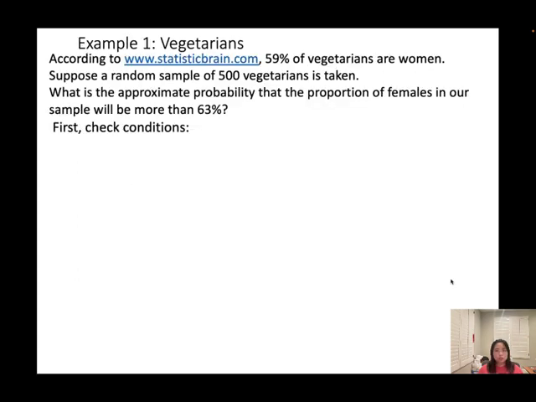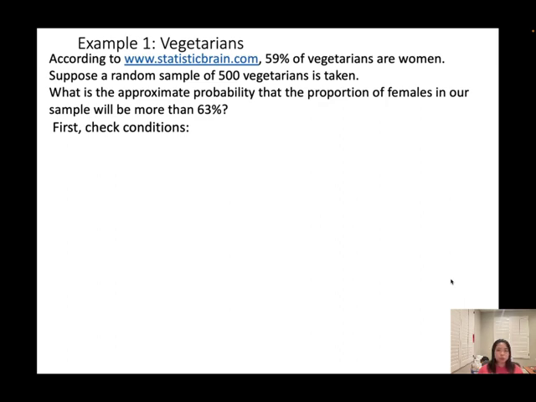Okay, let's do example 1. 59% of vegetarians are women. Suppose a random sample of 500 vegetarians is taken. What is the approximate probability that the proportion of females in our sample will be more than 63%?